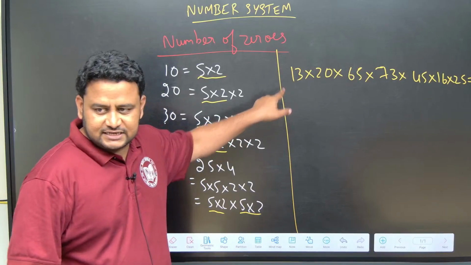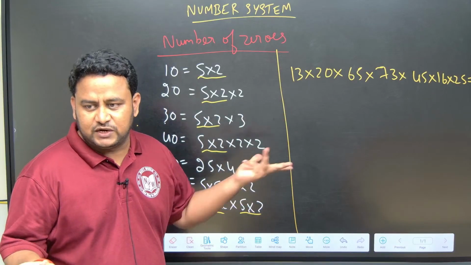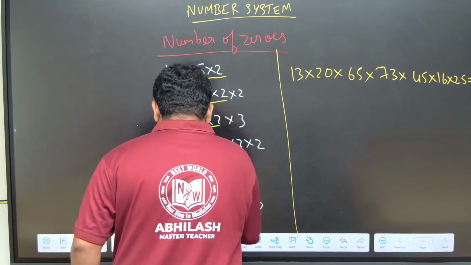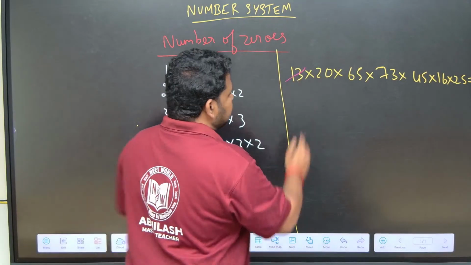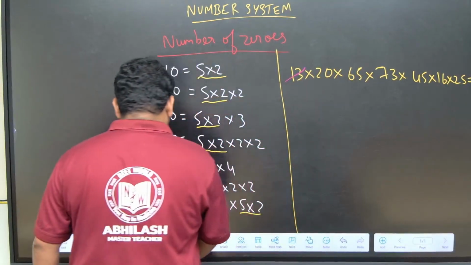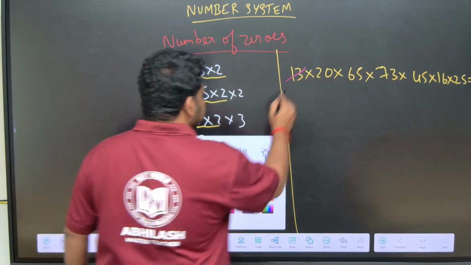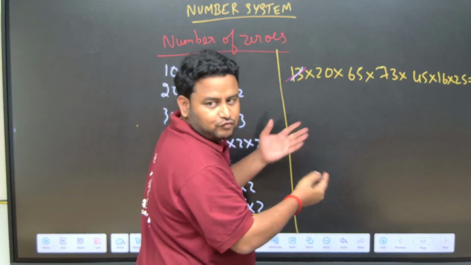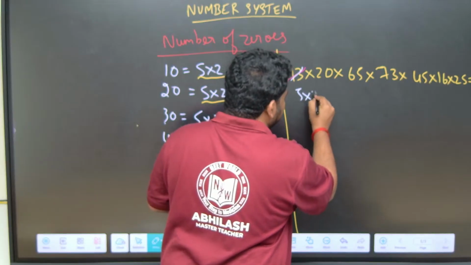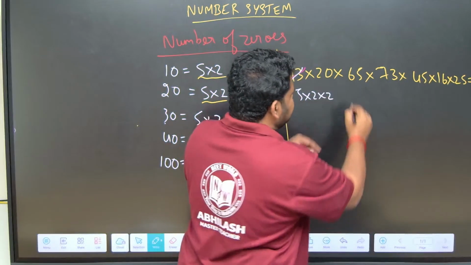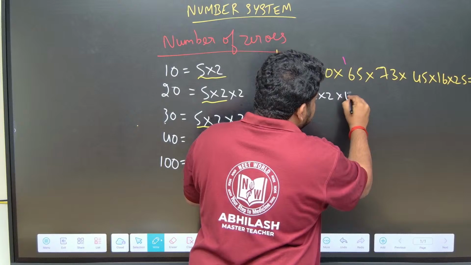Here 13 is there. 13, 5 and 2 are not there. So, I need not worry. So, what can I do here? I can scratch this. I can remove this. 20 can be written as what, friends? 20 can be written as 5 into 4. So, 5 into 4 can be written as 5 into 2 into 2. Okay, 65 can be written as 13 into 5.